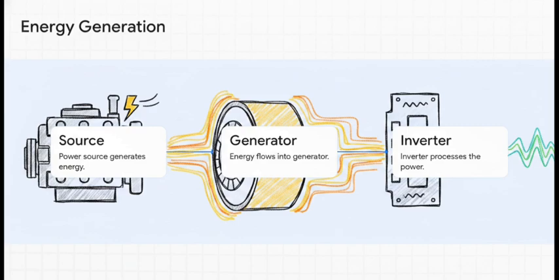And step 3, an inverter steps in to process that power. Now, this is absolutely crucial because the inverter converts the raw DC current into alternating current, or AC. This is what allows for incredibly precise control over the motors in the next stage of the journey. It's a highly controlled, step-by-step cascade of raw energy.